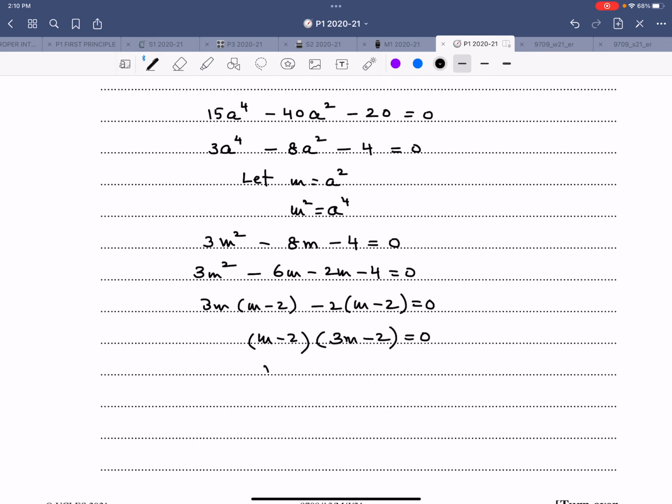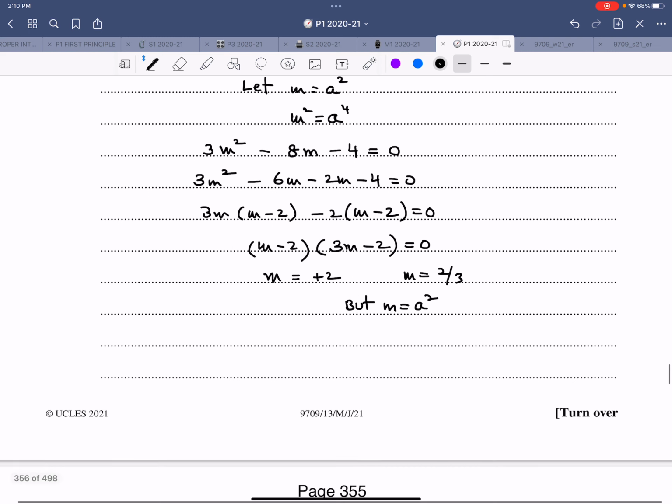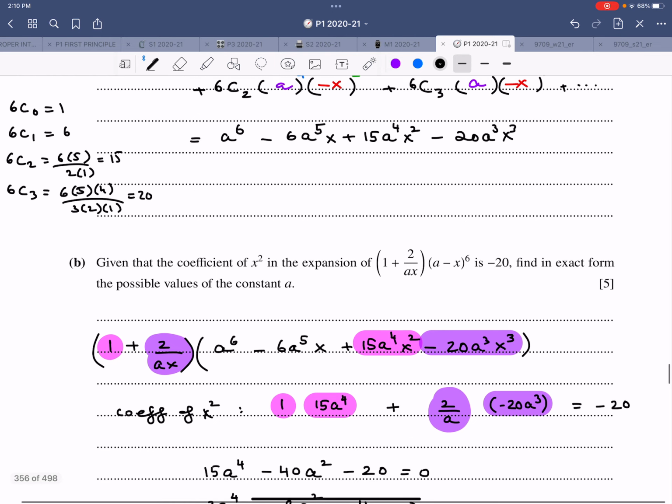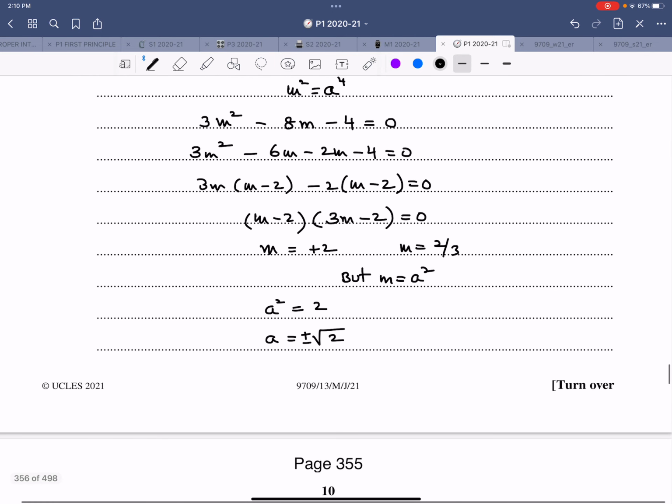Therefore m is plus 2. Therefore m is 2/3. All good. But what is m? But m is a square. So therefore a square is 2. Therefore a is square root of 2, plus minus, because there is nothing stopping it. No, there is nothing. And a square is equals to 2/3. Therefore a is plus minus square root of 2/3.